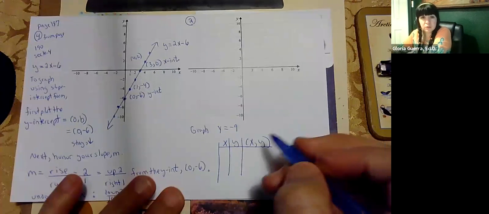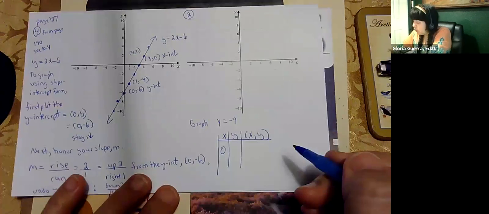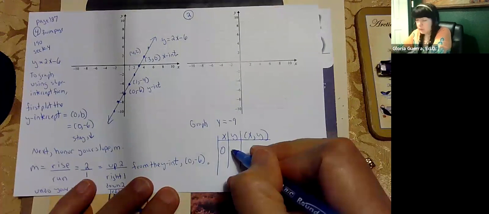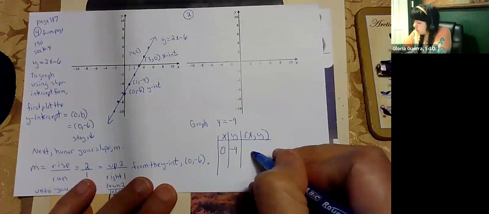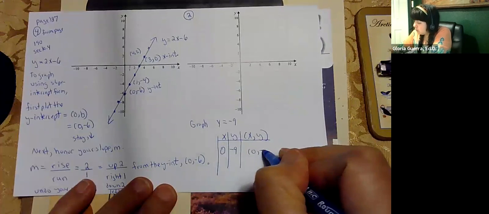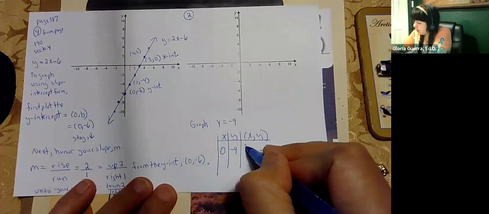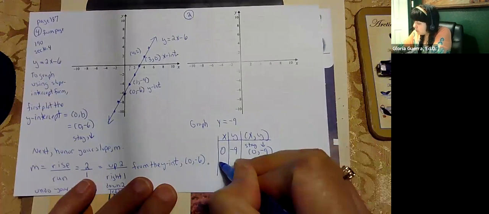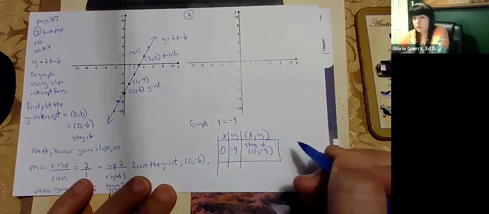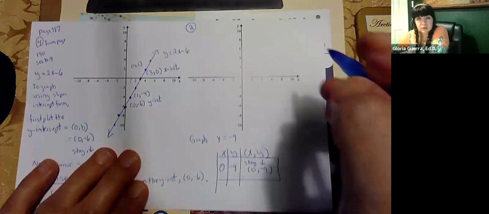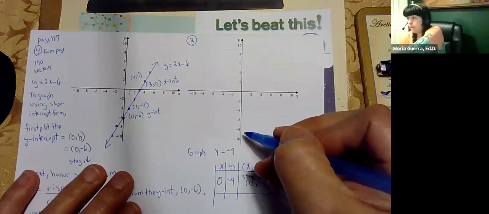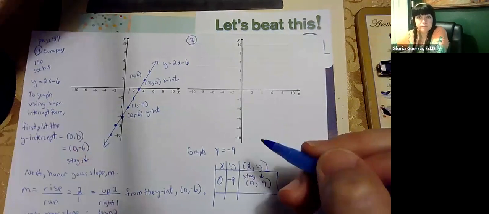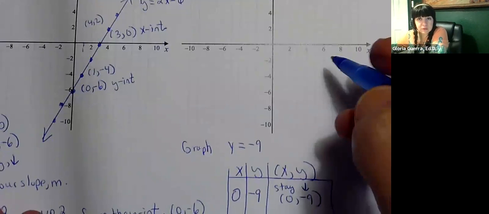And I would like let x be 0 and y is always -9. And so you have 0, -9. 0 tells you to stay and -9 tells you to go down. So you're here at 0 and then -9, which is like down here.